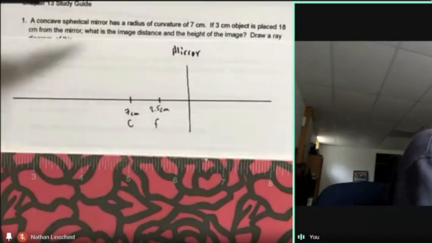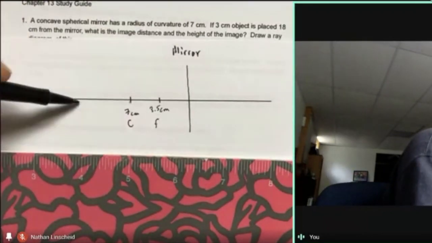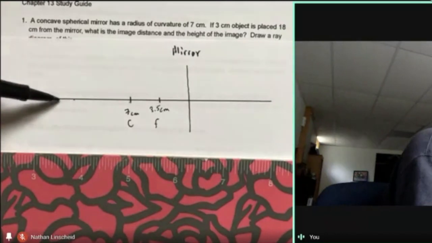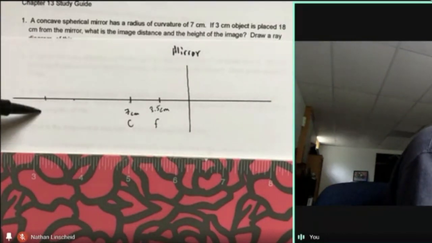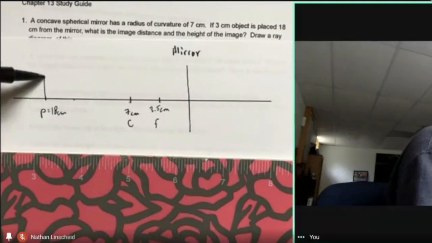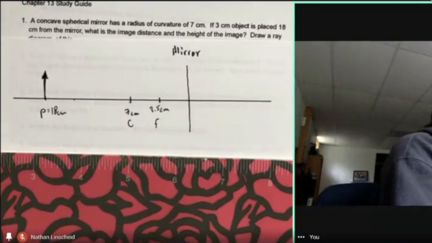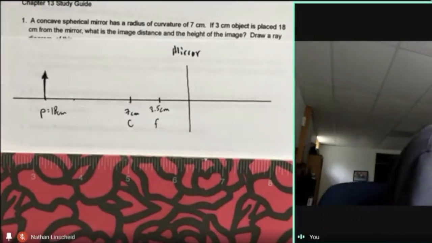And then it says that the object is 18 centimeters away from the mirror. Well, if this is 7, then that would be about 14, and that's going to be about 18 right here. So this is going to be P. This is my object distance. And it says that it's 3 centimeters high. Okay, so again, none of these are really to scale, but it gives you the idea, and it's going to be somewhere in the ballpark.